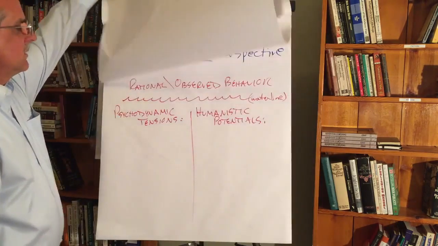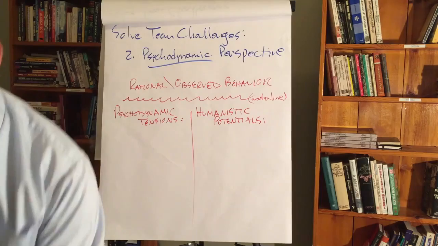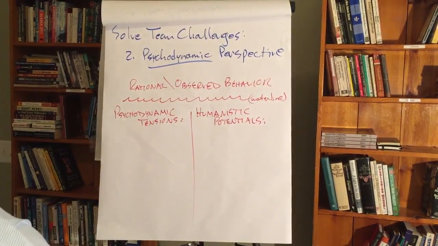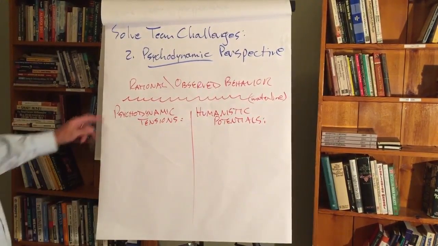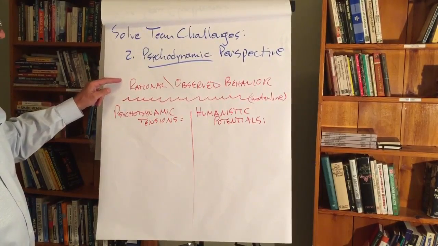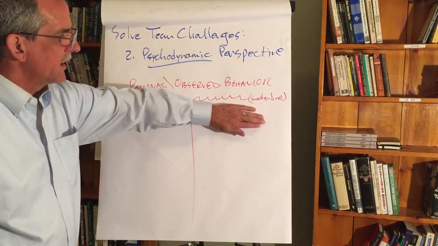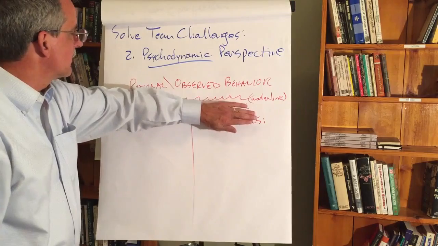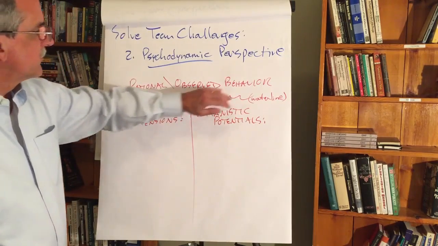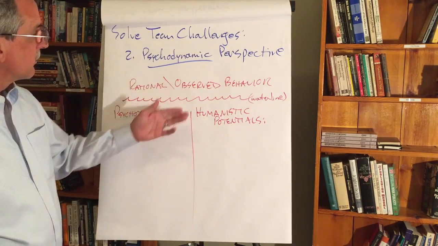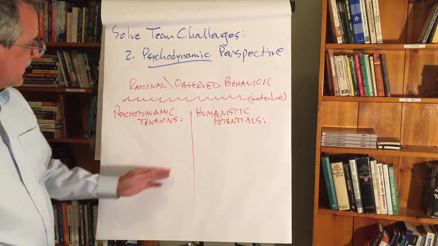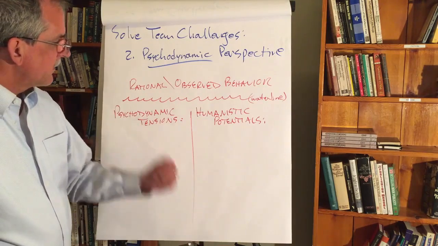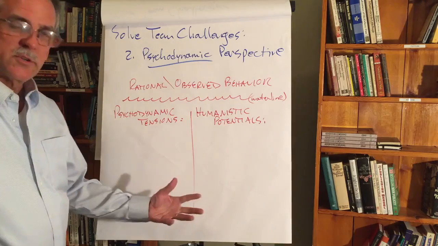Yeah? I'm going to give you 2 more perspectives. So the psychodynamic is a way to look at, well, what's above the waterline? I didn't have good artwork here. So the rational or observed behavior is what we tend to see in a group, but below it is the psychodynamic tensions. So another way to view this is the humanistic potentials, right?